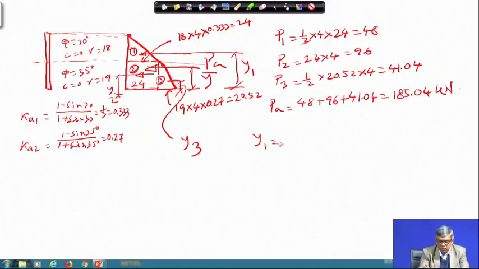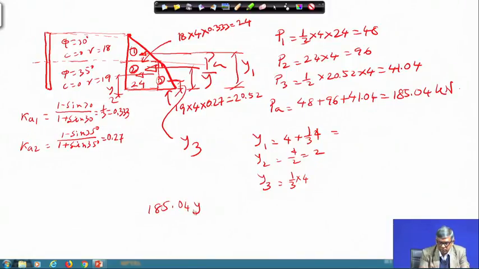So, y 1 will be equal to, from this reference, 4 plus 1/3 of 4. So, this is 4 plus 1/3 of 4, and y 2 will be equal to 4 by 2, so 2, and y 3 will be equal to 1/3 of 4 meter. So, this is the distance.